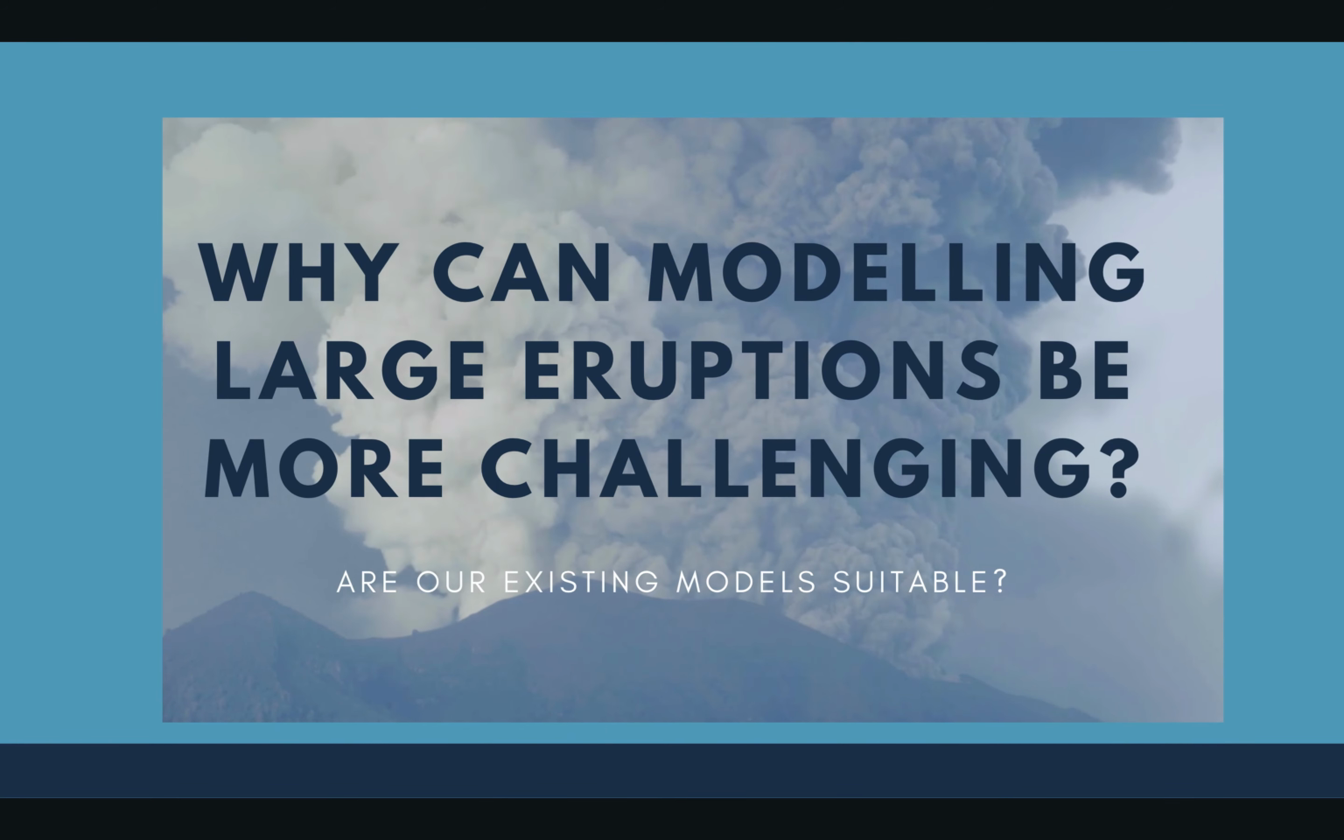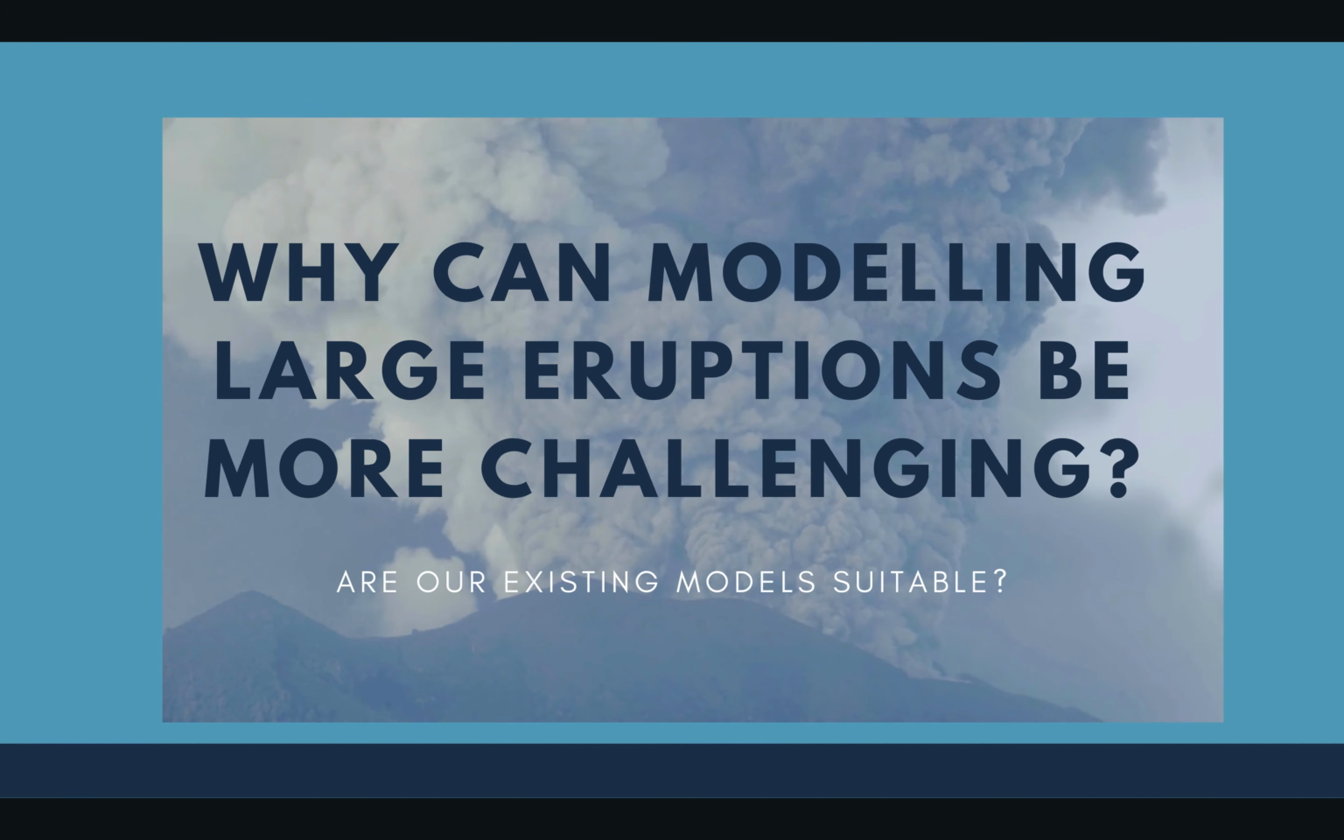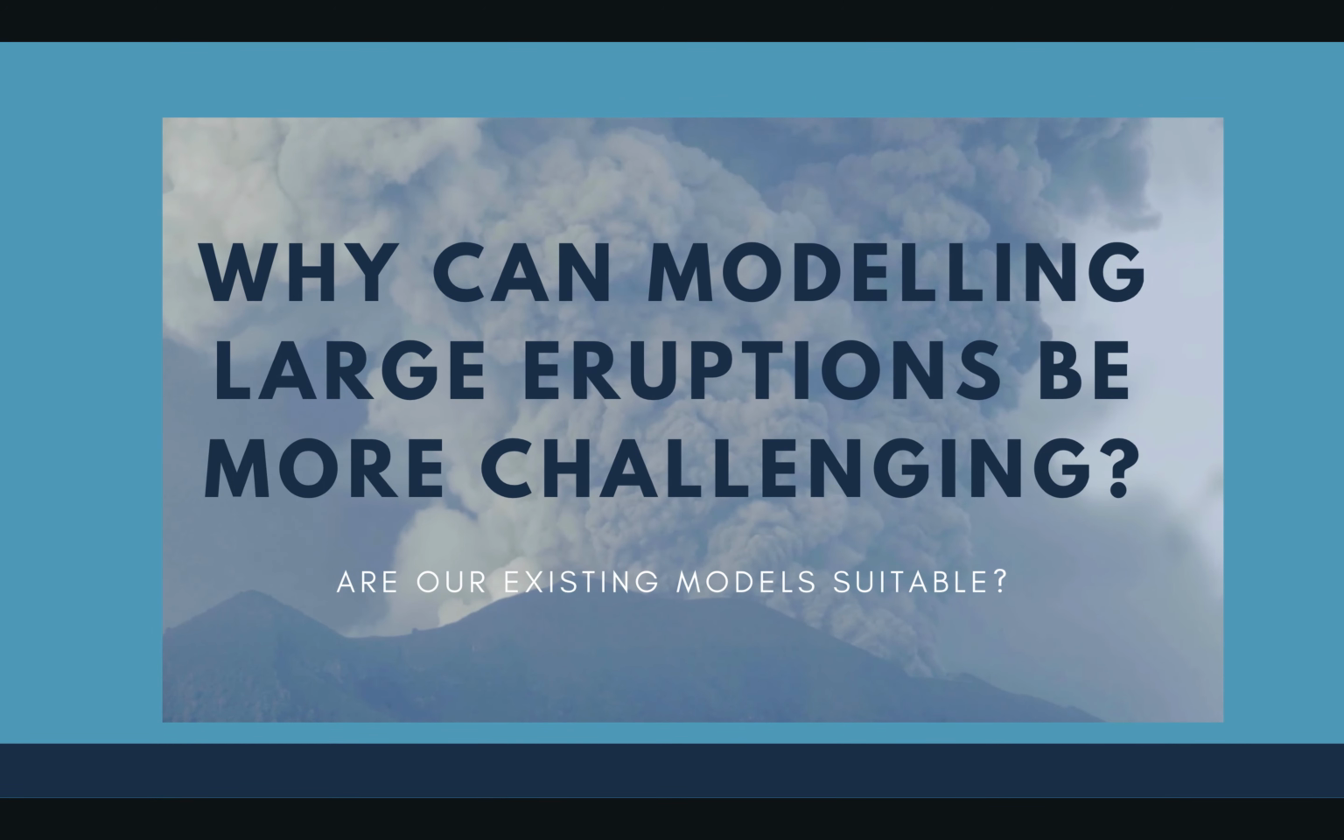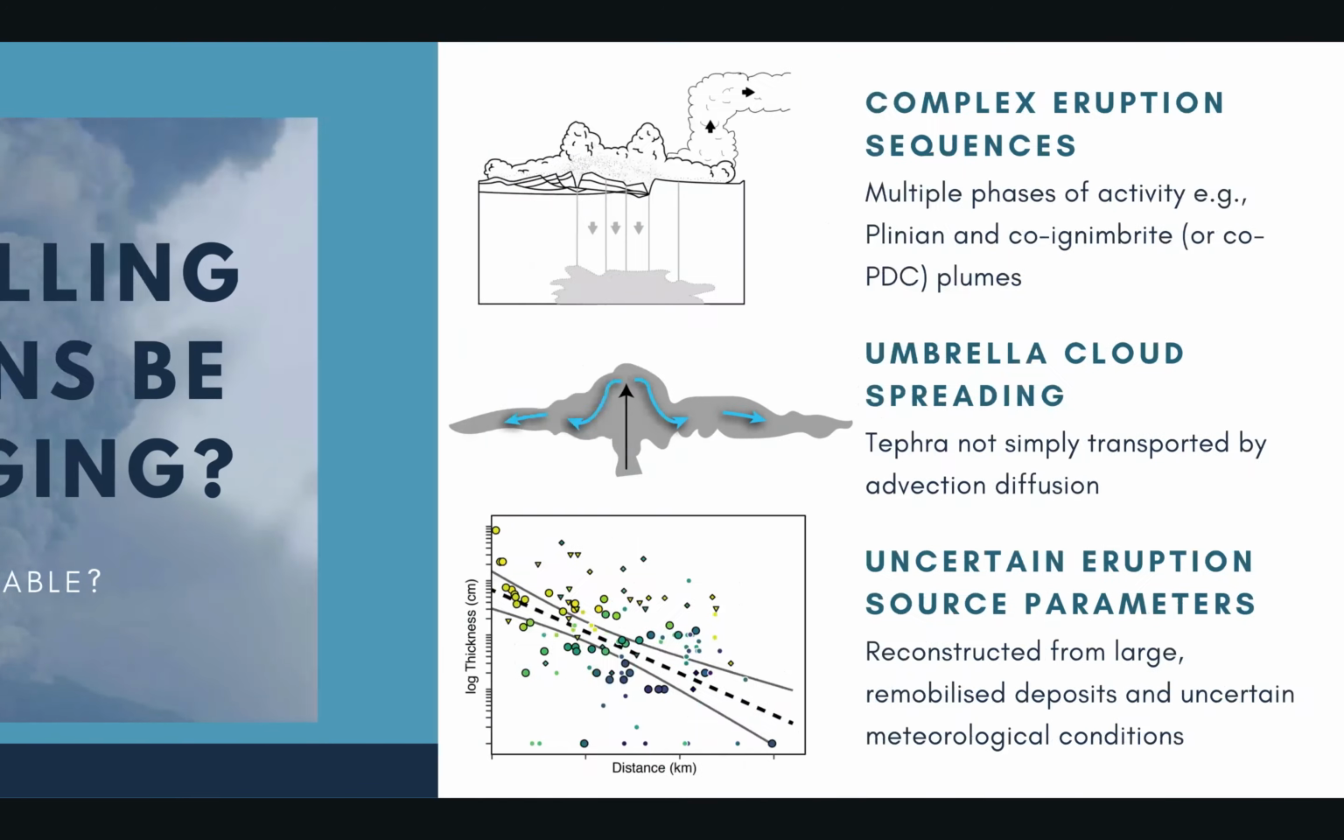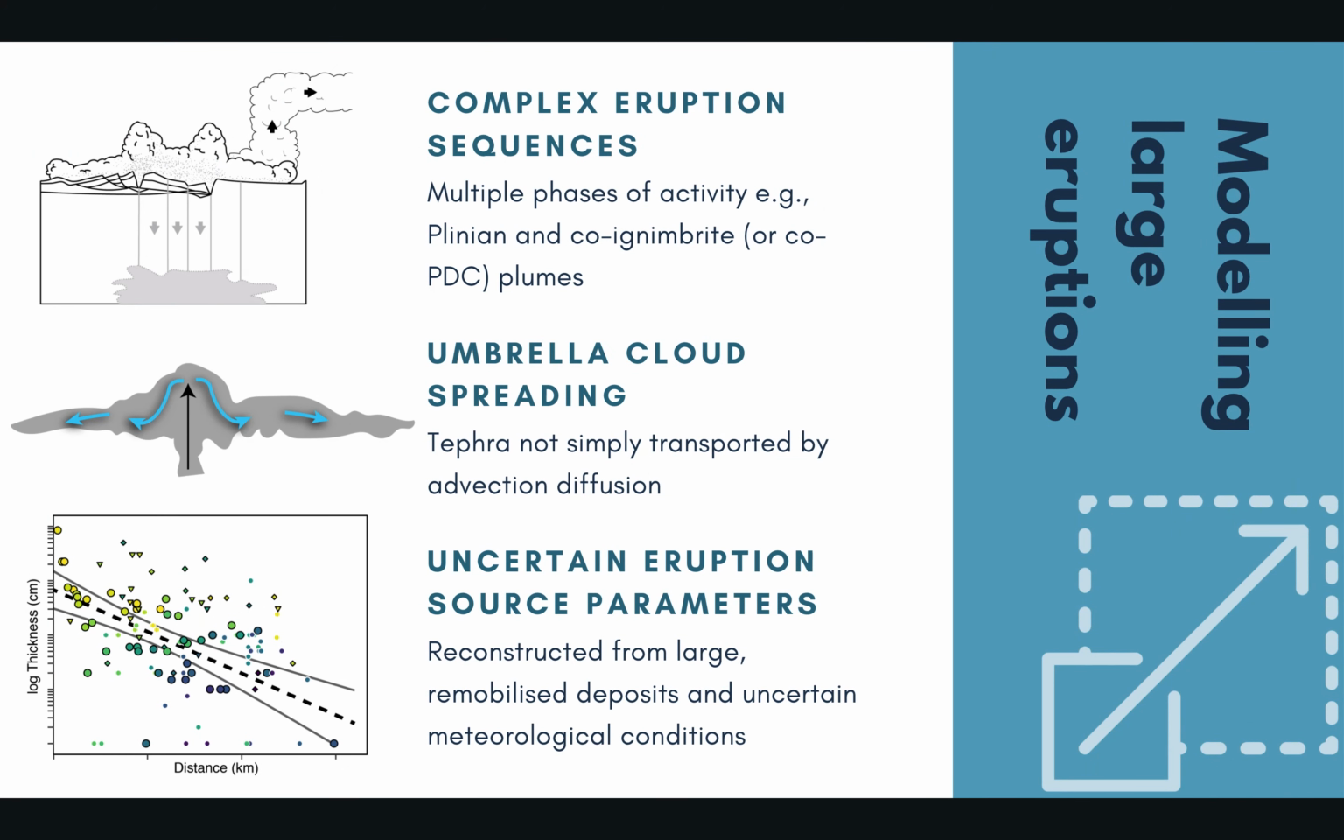So why can modelling large eruptions be more challenging, and are our existing models of ash transport and deposition suitable? Three things must be considered when modelling large magnitude 7 or greater eruptions. Firstly, large eruptions are typically characterized by multiple phases of activity, meaning that using a single set of eruption source parameters is often not appropriate.